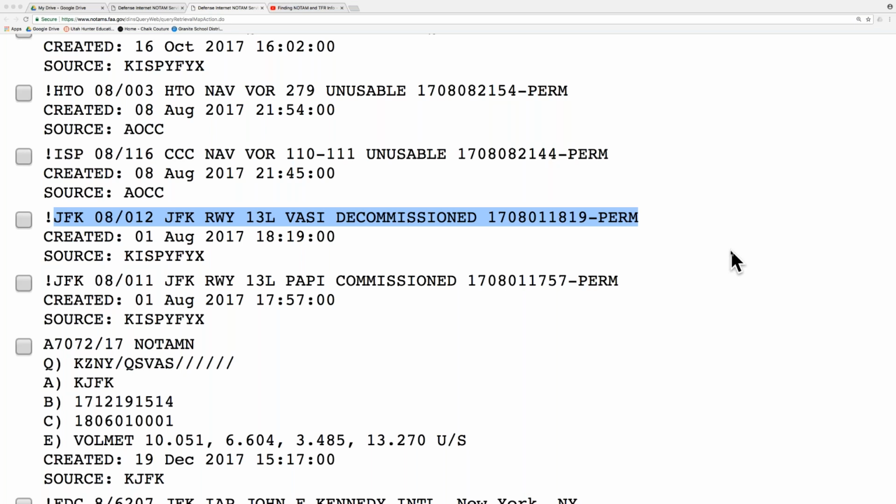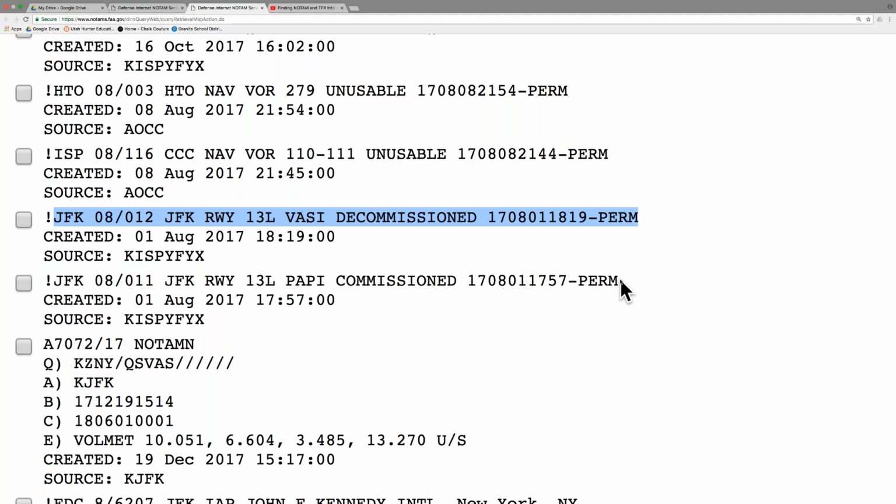So the 12th NOTAM in August, affecting JFK, runway 13 left. VASI, decommissioned. I don't know what that is. So the VASI is a visual approach. Yeah, that's the lights. Decommissioned August 1st, 2017 from 1819 to permanent.